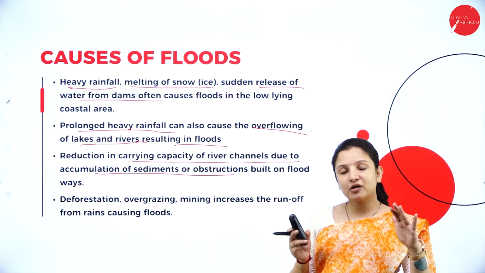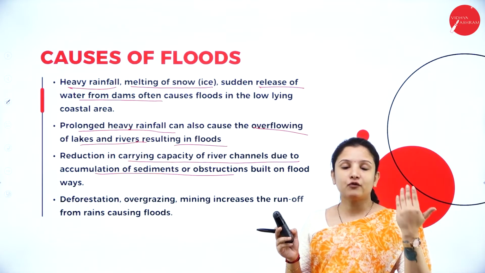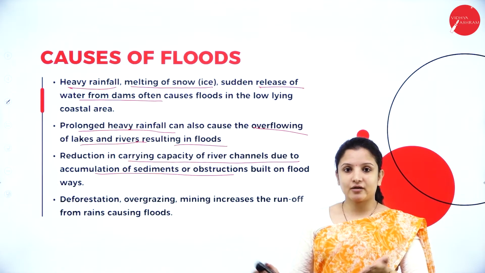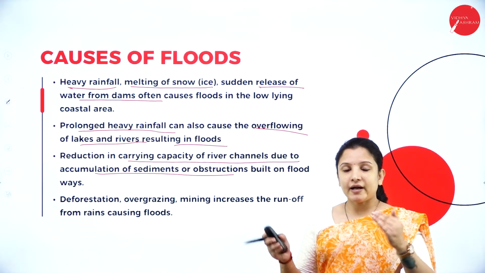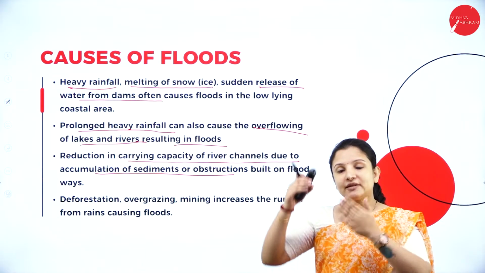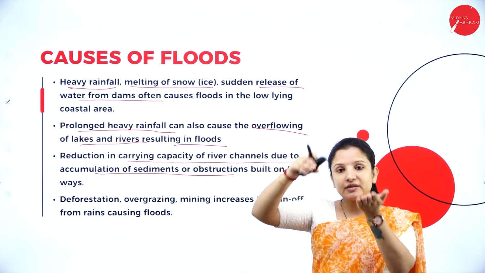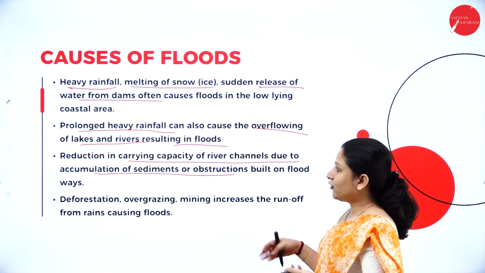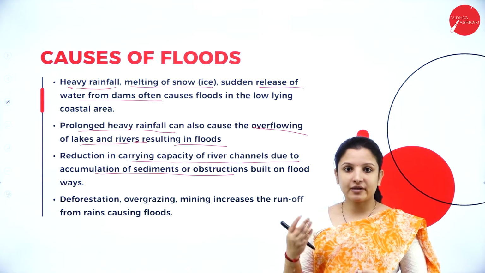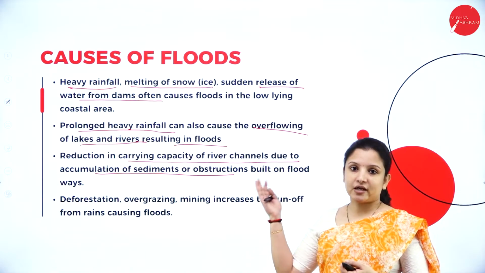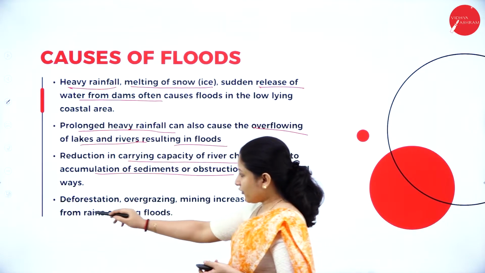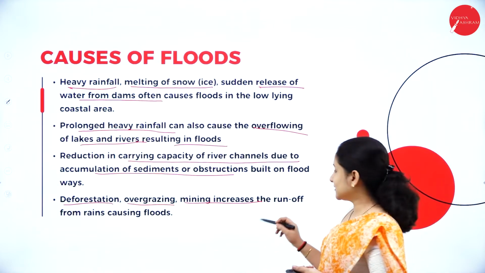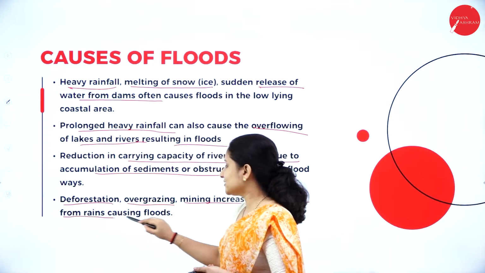But what happens here is, because of over agriculture, the use of excess fertilizers, heavy rain and so on, all the soil will erode and get collected in that particular river, and it will lead to a build-up of sediment. Now, as the sediment builds up, the depth of the river will decrease and the water holding capacity of the river will automatically decrease. Therefore, the reduction in the carrying capacity of the river will lead to overflow of the water, and therefore it causes flood. And deforestation, overgrazing, and mining also increase the runoff water from rains, causing floods.